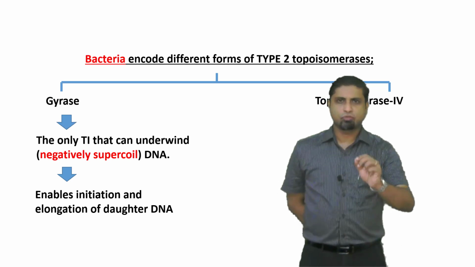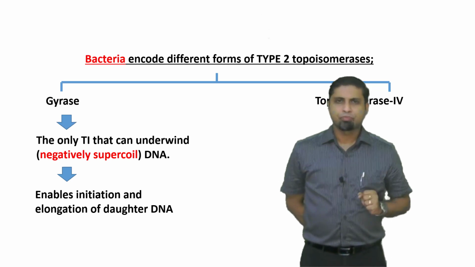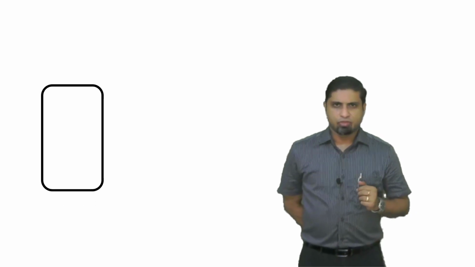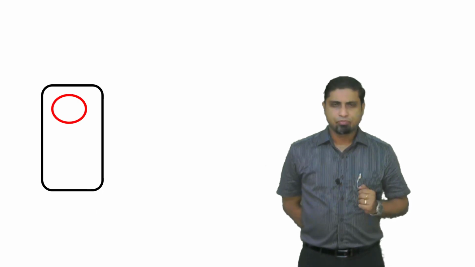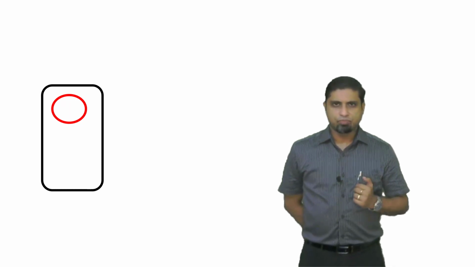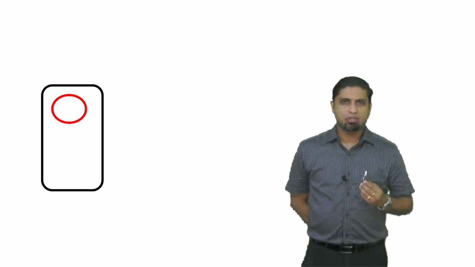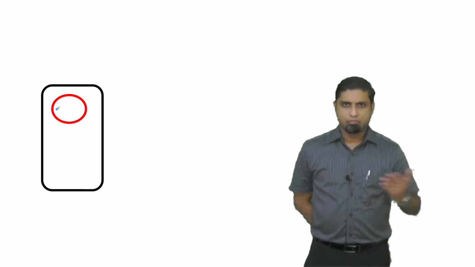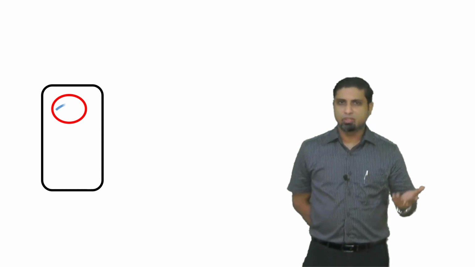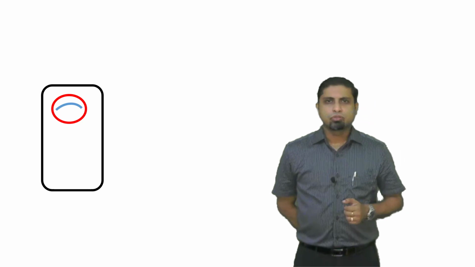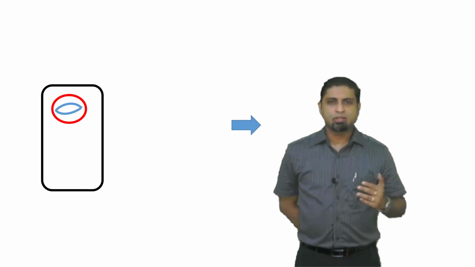Now, let us look at the function of topoisomerase 4. To understand the function of topoisomerase 4, let us look at this diagram over here. This is a bacterial cell with its genetic material. This cell needs to divide into two daughter cells. For this to happen, the genetic material needs to replicate. Let us now replicate the genetic material of this bacterial cell. It is in the form of circular DNA in this example. So here we have successfully replicated the genetic material.